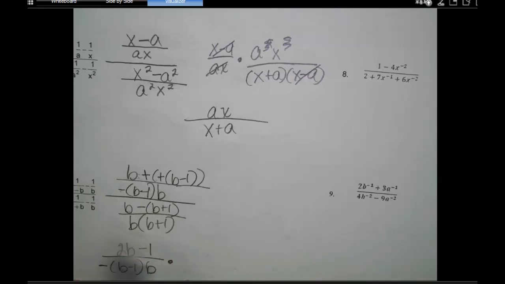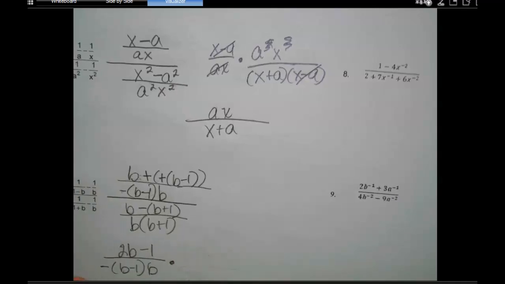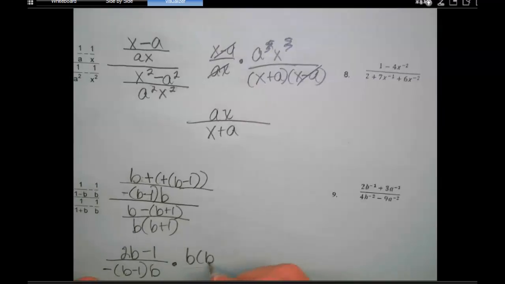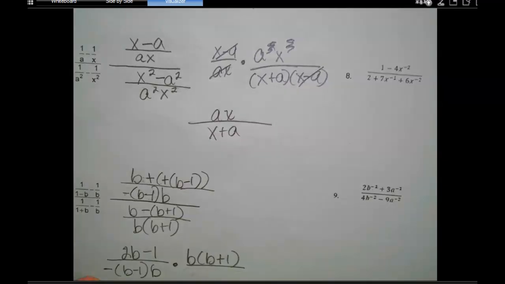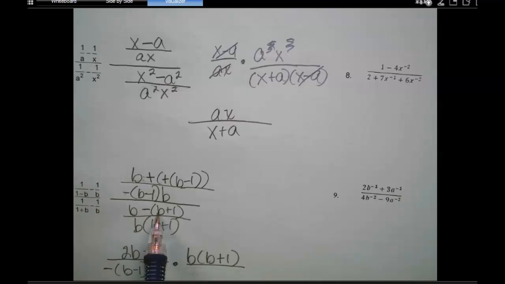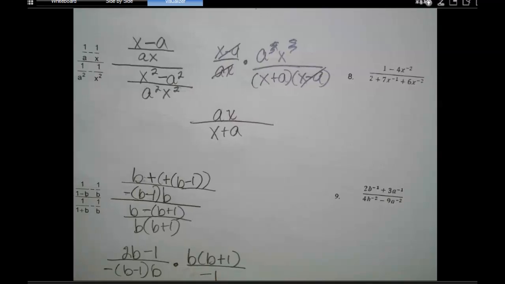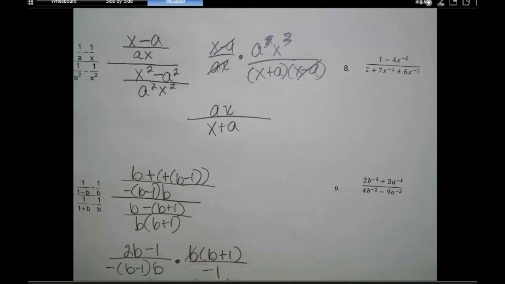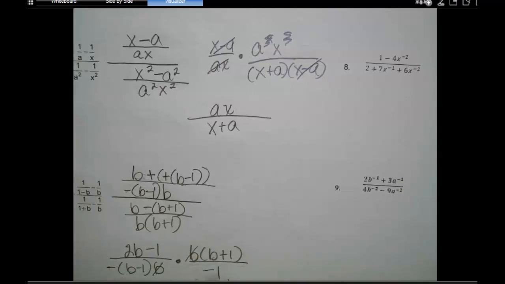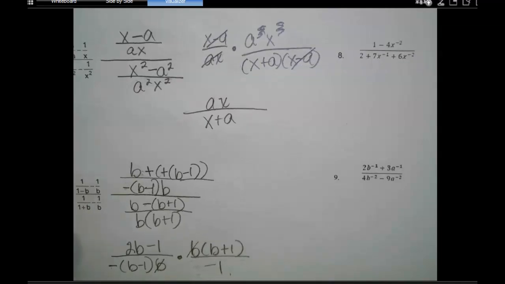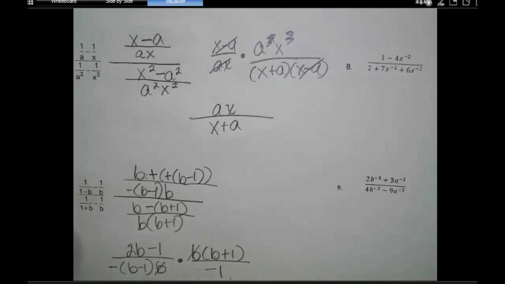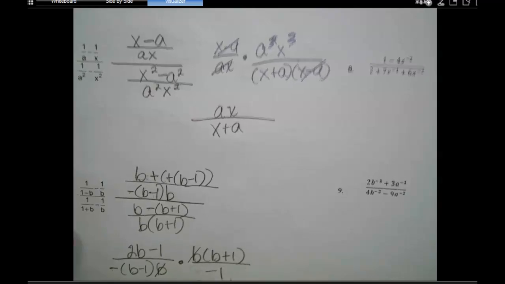Where, y'all, where does the bottom have to go? Did it go onto the top? All right, now let's go back to the other mistake I made, where what is b minus b? 0. All right, and then I get -1. All right, so the b's cancel. What's a negative times a negative? So I end up with 2b minus 1, b plus 1 over b minus 1.